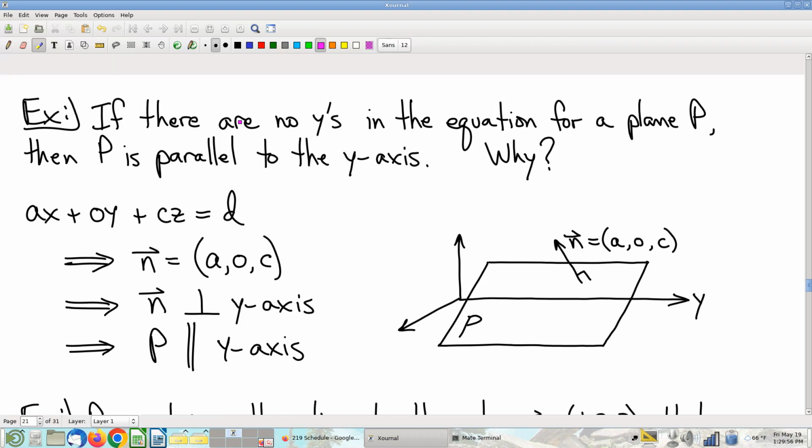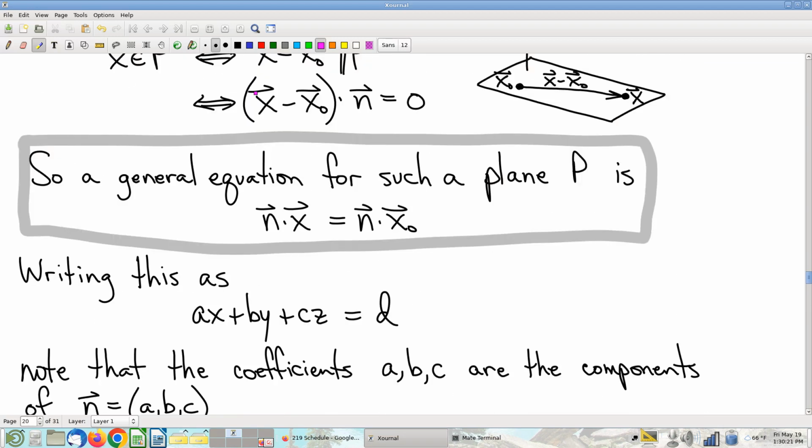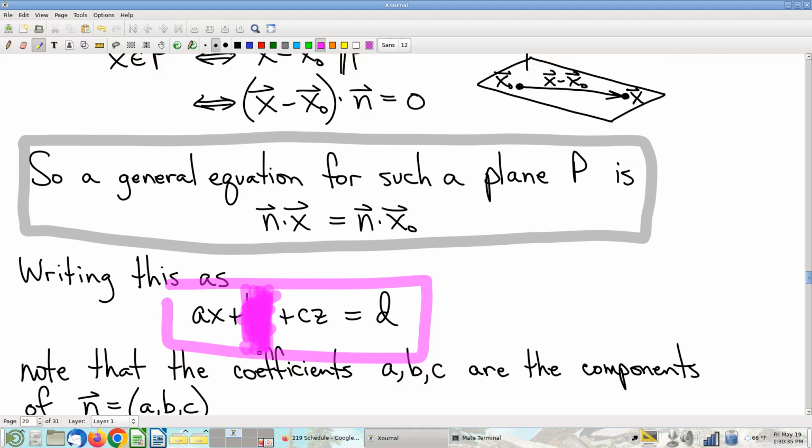Okay. This next observation is not in the book, but I think it's really, really handy. It's going to come up later in different ways. If you have an equation for a plane, and suppose there's no y's in the equation, what would that look like? Here's the equation of a plane. If there's no y's, that would mean you have something times x plus something times z equals d. If algebraically you notice that that's the case, what does that mean geometrically?